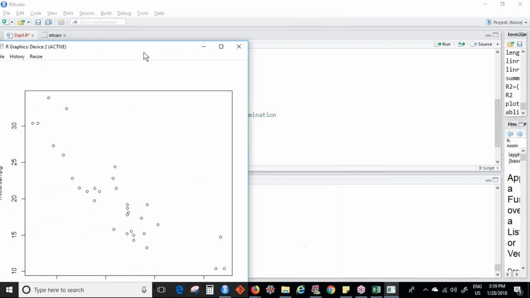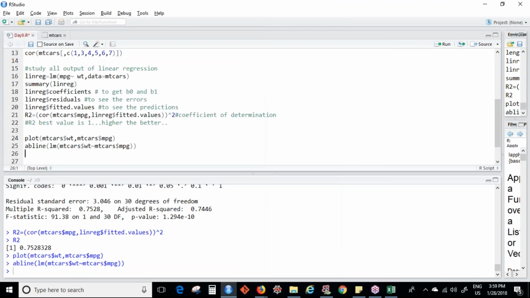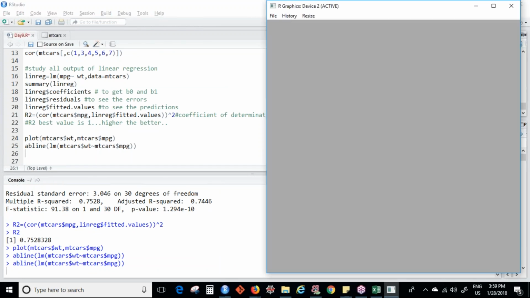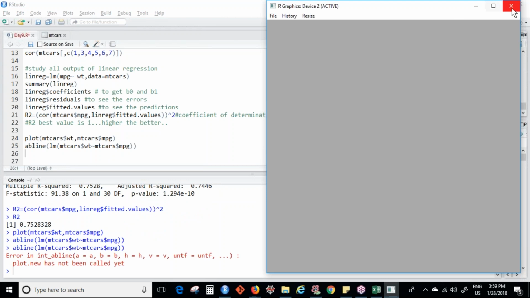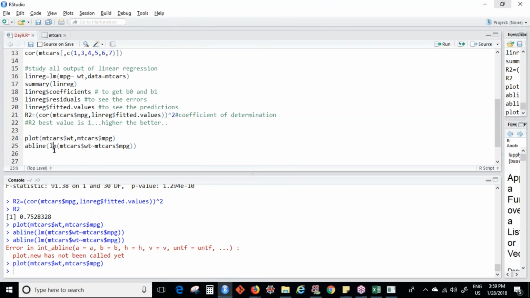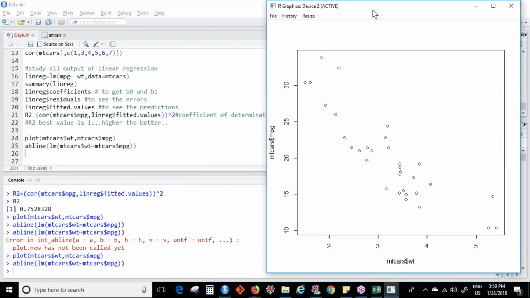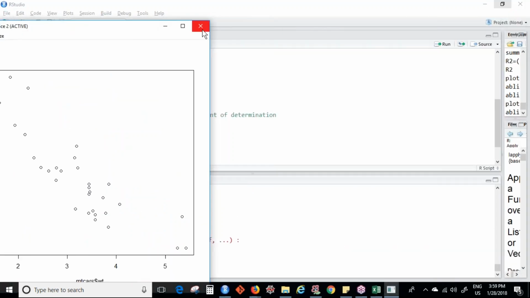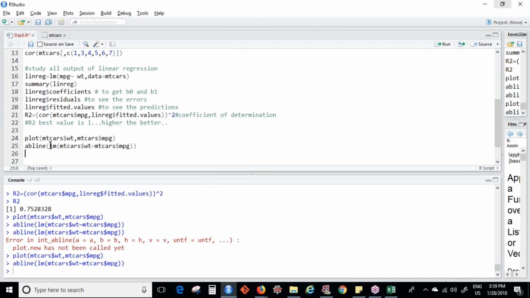Oops, where is the line? Okay, the line is not coming here. Yesterday I used some formula, right? I forgot the formula. What was it?